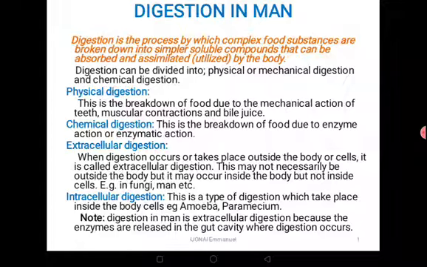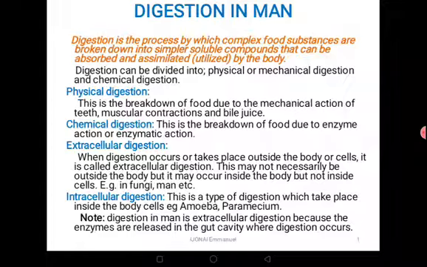And then we can also have chemical digestion. So based on the type of operation, based on the format of action of the process of digestion, it can be divided into two. We have chemical digestion and physical or mechanical digestion. So when you look at physical digestion, basically this involves breakdown of food due to the mechanical action of body parts and structures. For example, action of teeth, a process of chewing.